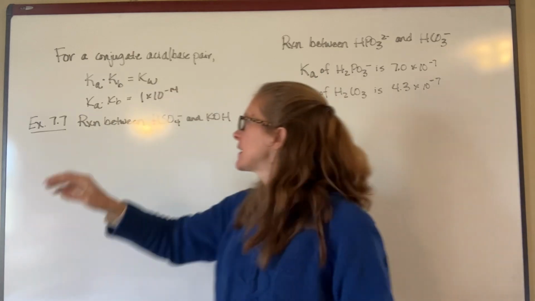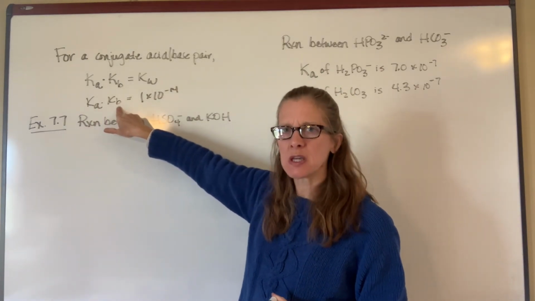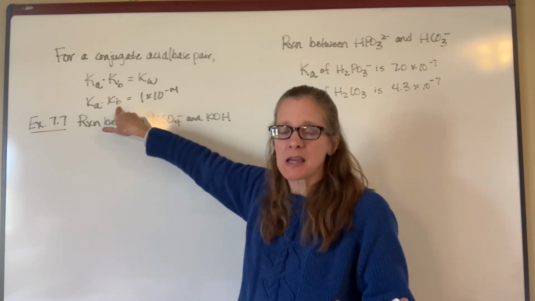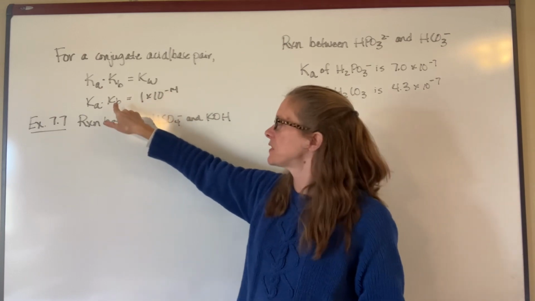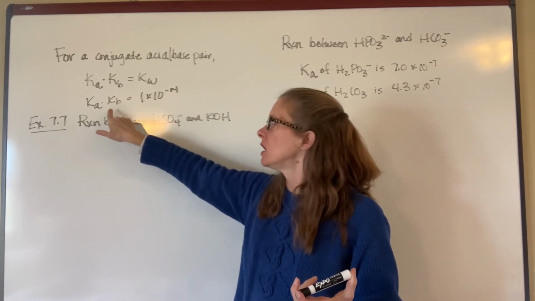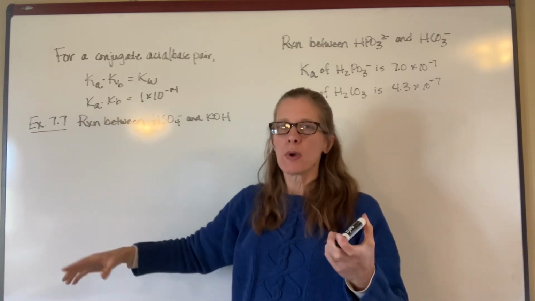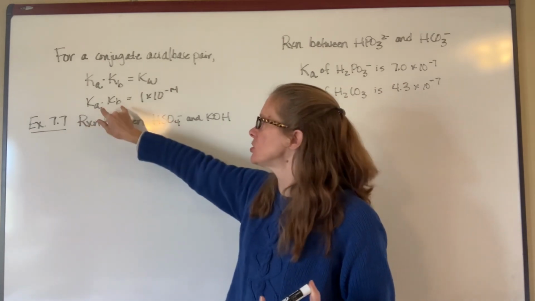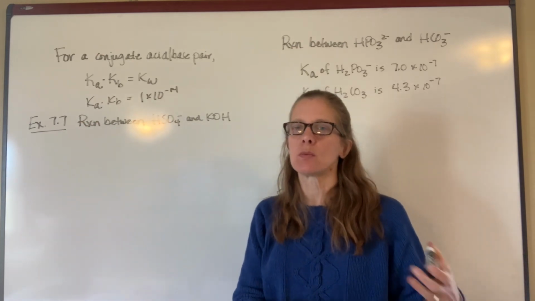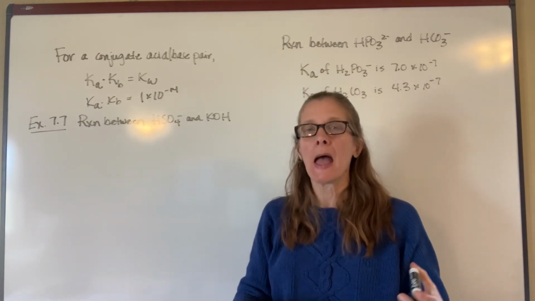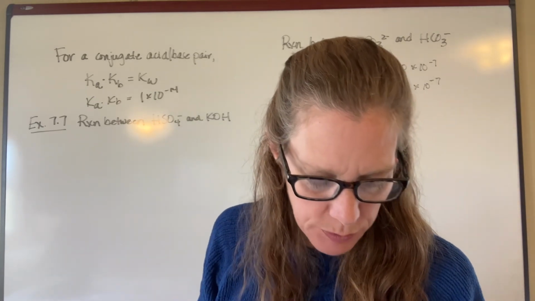If Ka gets bigger, what has to happen to Kb? It has to get smaller, because I'm going to multiply the two of them together to get this. If Kb gets bigger, Ka has to get smaller, okay? So we can use that mathematical relationship between the two to compare weak acids and weak bases and figure out how things are going to react. So let's look at example 7.7.